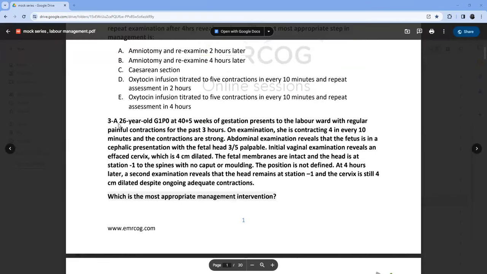Again, let's read the scenario together and see if there is any specific part we need to comment on. A 26-year-old, gravida 1 para 0, 40 plus 5 weeks of gestation, presents to the labor ward with regular painful contractions for the past 3 hours. On examination, she is contracting 4 in 10 and contractions are strong, okay? Abdominal examination reveals the fetus in cephalic presentation with a fetal head 3/5 palpable. Initial vaginal examination revealed an effaced cervix, which is good, 4 cm, fetal membranes intact, head -1. No caput, no molding. Position is not defined. 4 hours later, a second examination reveals that the head remained at -1, cervix is still 4, despite ongoing adequate contractions. What is the most appropriate management intervention?